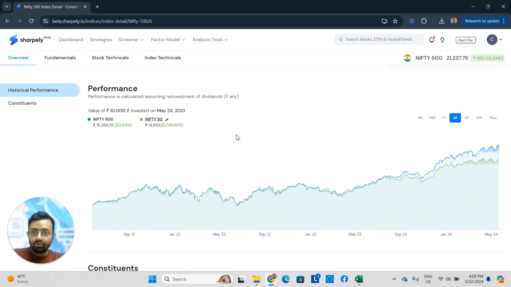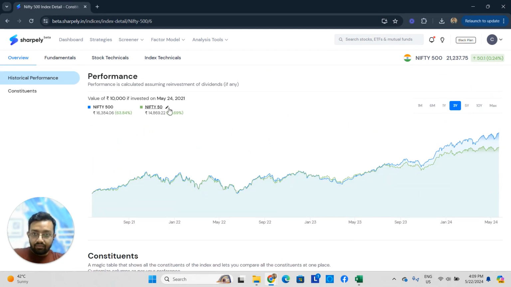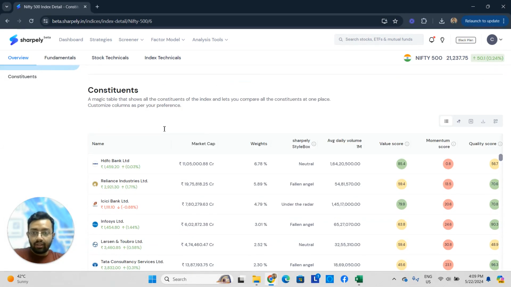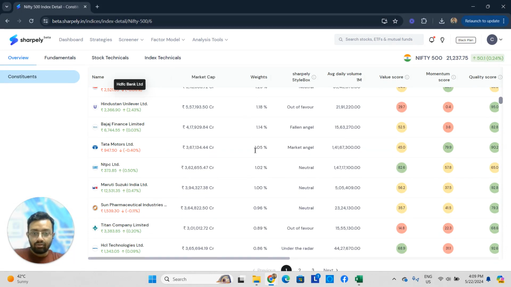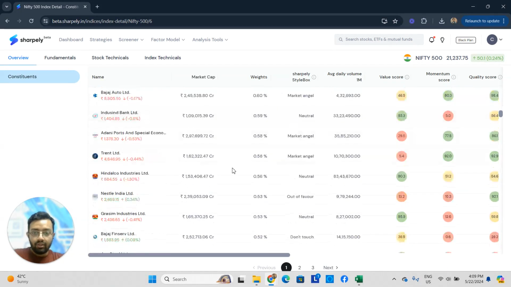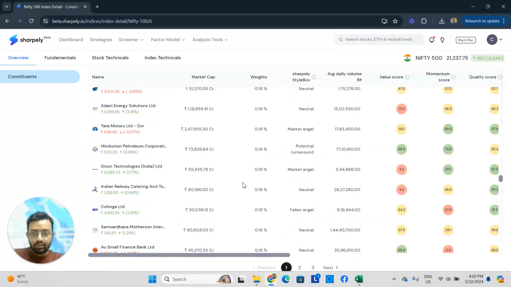Then in the performance, you can see the historical performance. You can compare it with another index as well. So Nifty 500 versus you can compare Nifty 50. So 500 has done better compared to the benchmark, that is the Nifty 50. Right, then you can also look at the constituents as well. So these are the constituents. So we have multiple pages, as there are 501 constituents.